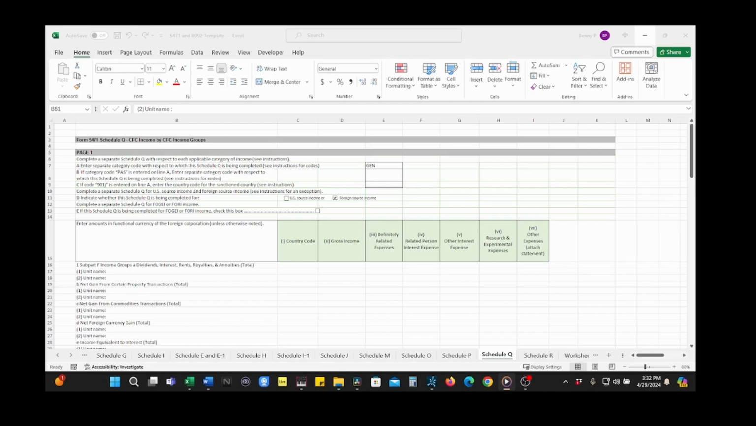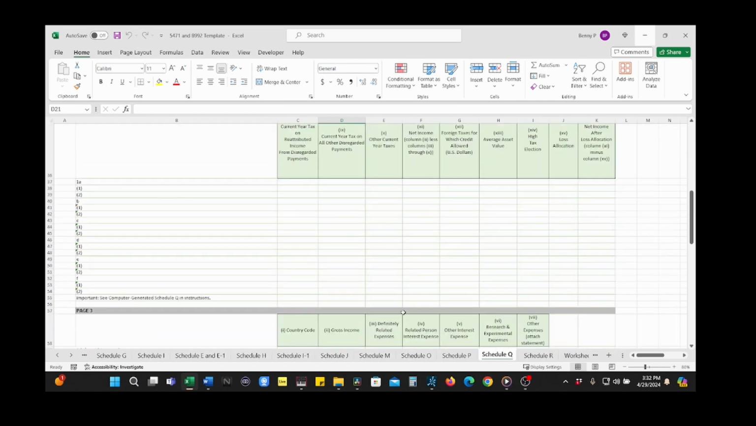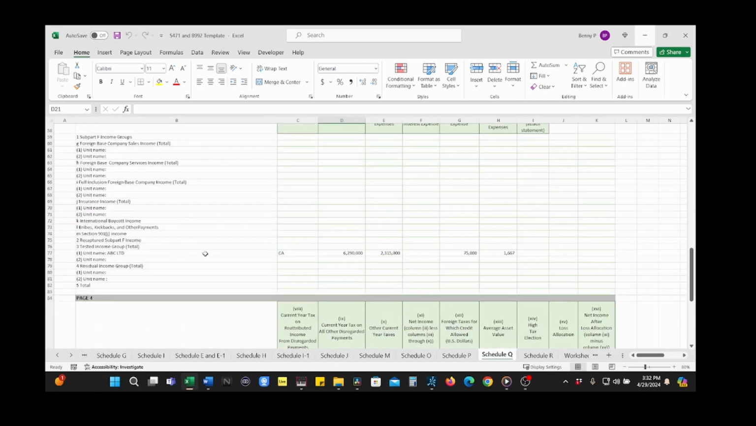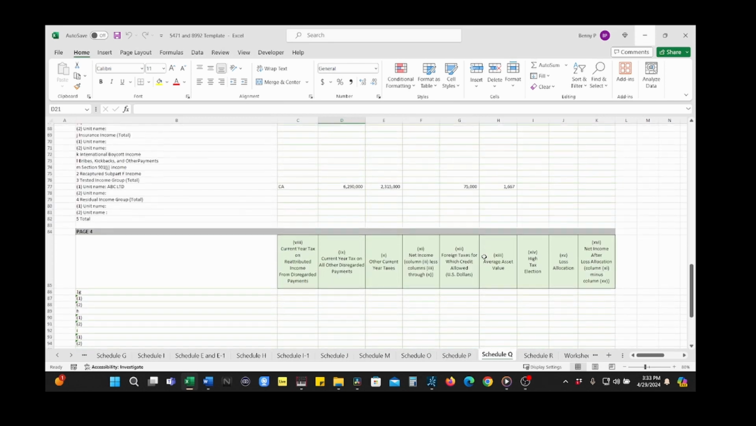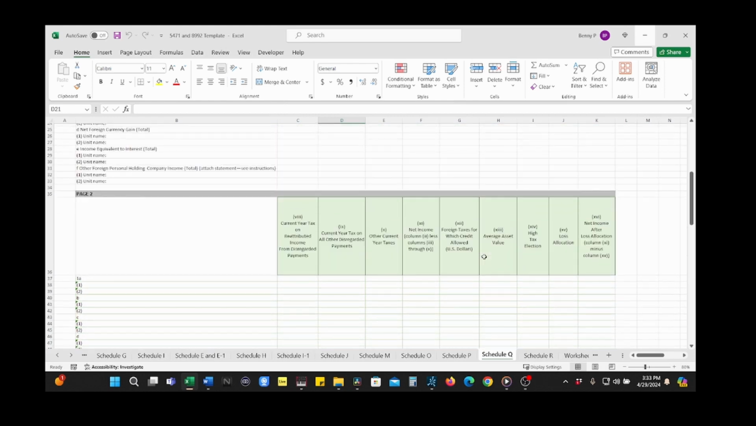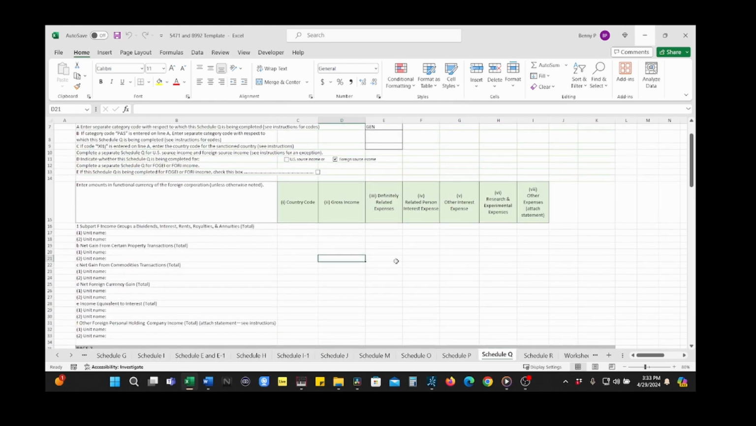For Schedule Q, you have to separate your income and taxes into the appropriate income groups. In our example, all the income is in the tested income group on row 3. If you had subpart F income, you would have to carve out the income and expenses as well as income taxes related to subpart F income and put those amounts on row 1 or 2.